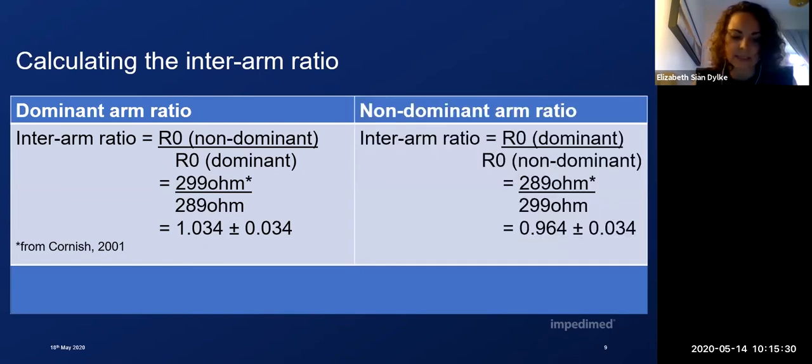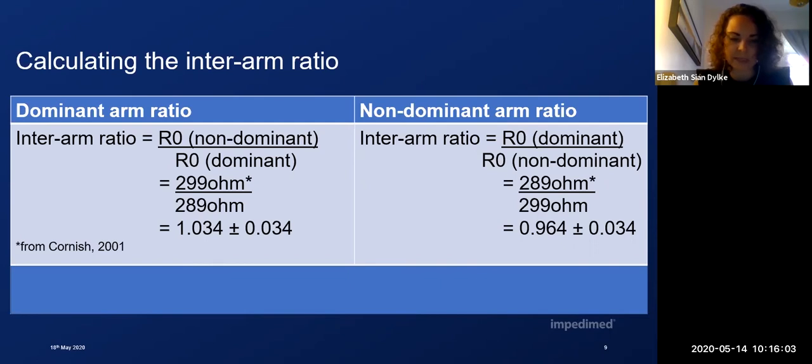Reversing the numbers allows us to calculate the mean normative ratio if the non-dominant arm is the one at risk. And here we can see the ratio of 0.986. So this means that, as we've said before, the dominant arm has more fluid than the non-dominant arm. This makes sense as we know from studies looking at circumference and volume measurements that the dominant arm tends to be bigger, which would mean more fluid. This is not uniformly the case though, for either circumference or impedance.